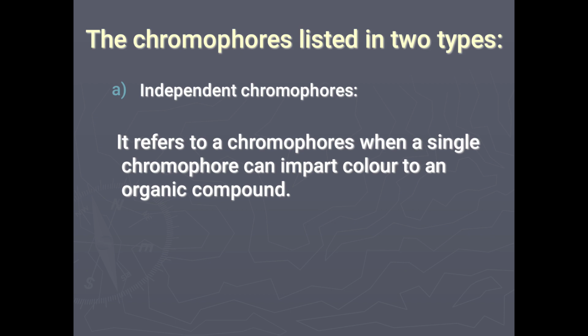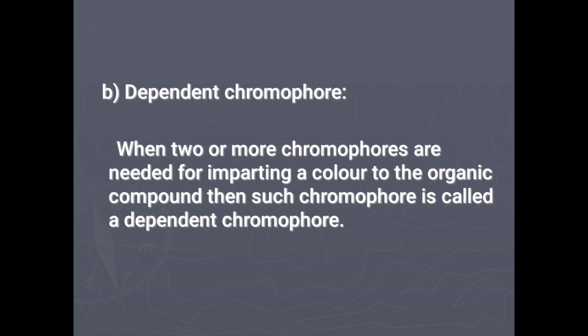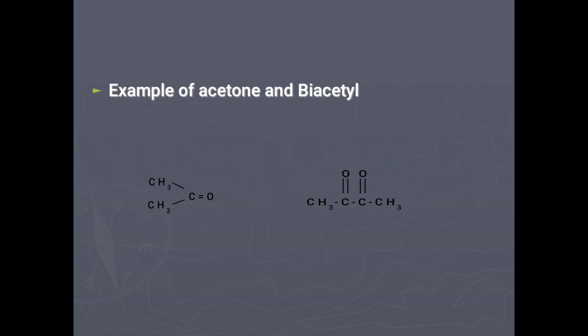Chromophores are classified into two types. The first one is the independent chromophore and the other one is the dependent chromophore. Independent chromophores: a single chromophore can impart color to an organic compound. Dependent chromophores: when two or more chromophores are needed to impart color to the organic compound, such a chromophore is called a dependent chromophore. Examples are acetone and biacetyl.